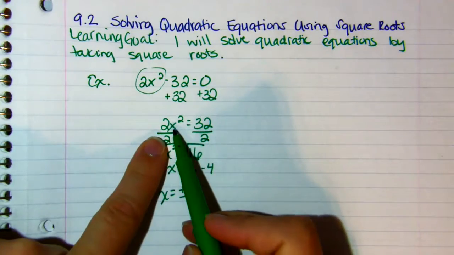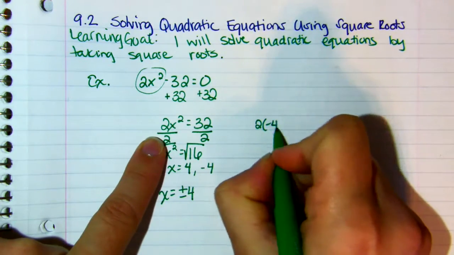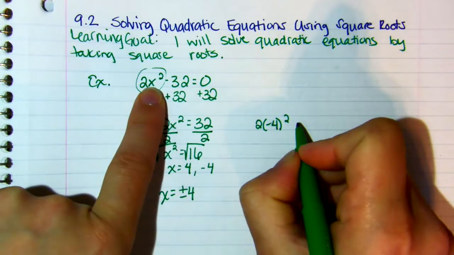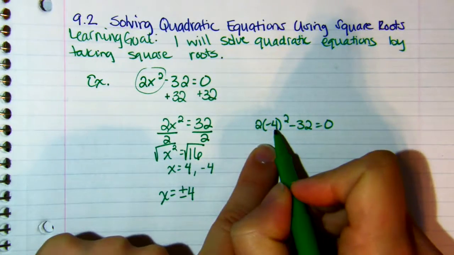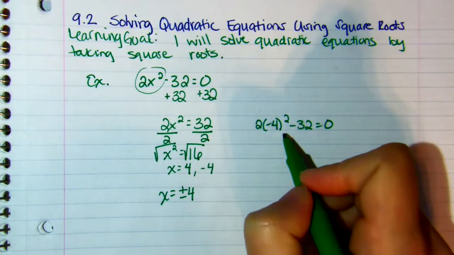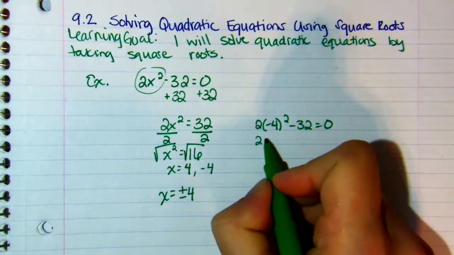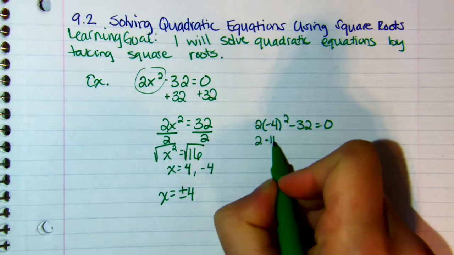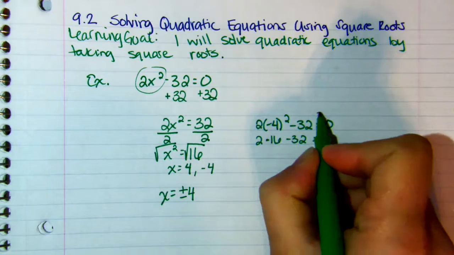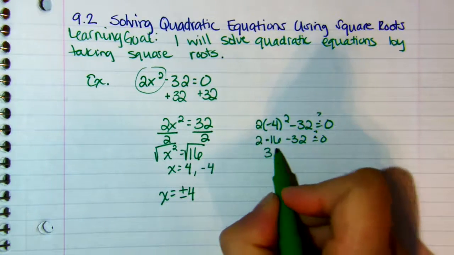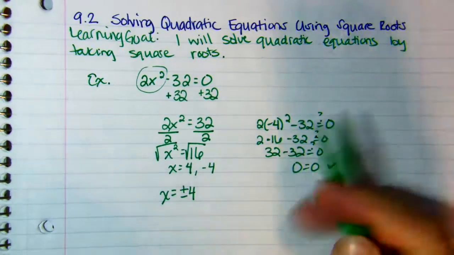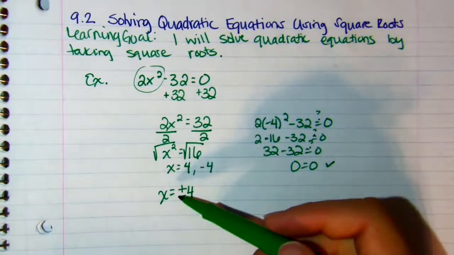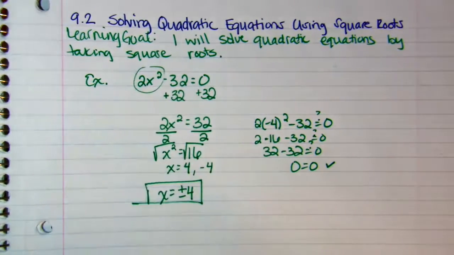If I substitute negative 4 in for x here, minus 32 equals 0. If I substitute in negative 4, my order of operations says to do that exponent first. So negative 4 squared is 16. And we're checking to see if that works. 2 times 16 is 32. And 32 minus 32 equals 0. So you can see that negative 4 is a solution, which means it needs to be part of our answer. So there's our first example.